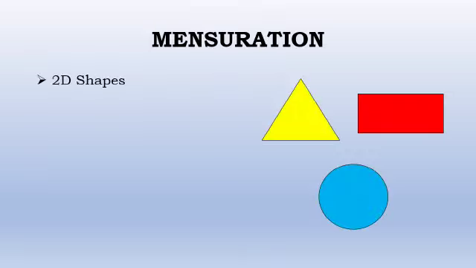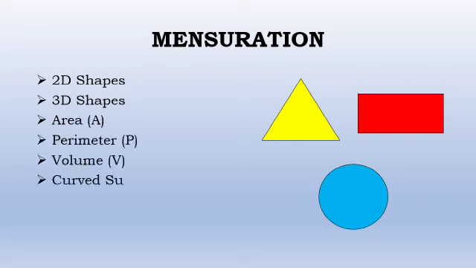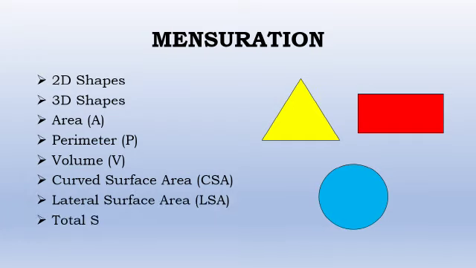In this video, we will learn about mensuration. Two-dimensional or 2D shapes, three-dimensional or 3D shapes. We will also learn about the area, perimeter, volume, curved surface area, lateral surface area and total surface area of different 2D and 3D shapes.